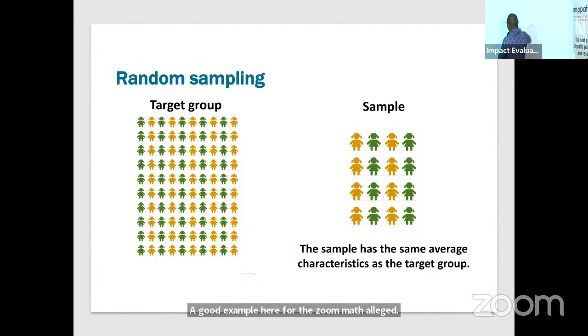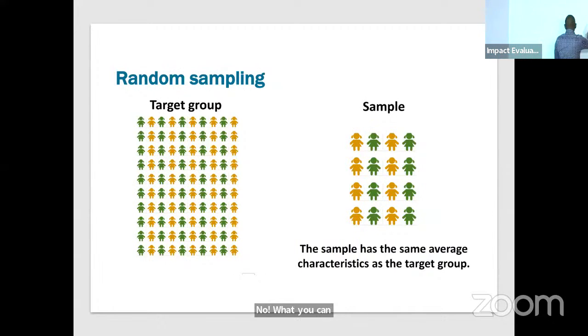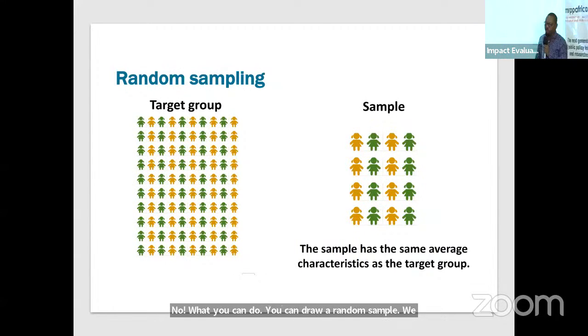Do you have to go and draw a sample for each and every one? The answer is no. What you can do is draw a random sample, and we saw how. You can close your eyes and point, but I can also choose to make sure the hand is going in that direction. That introduces bias, right? But these days with computers, with dice and coin, you can do that.